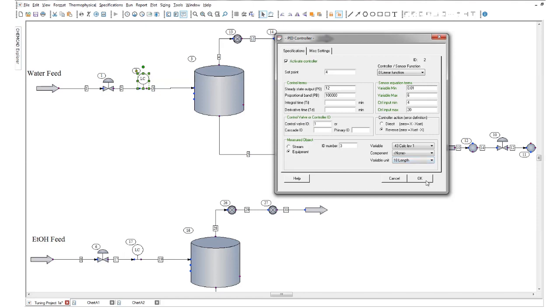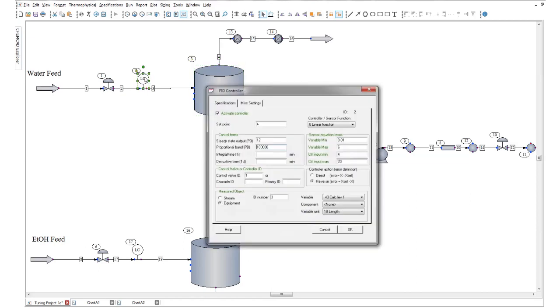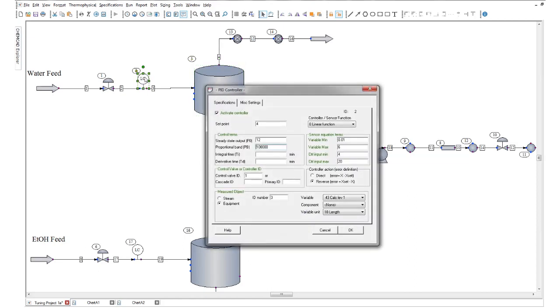And we would click OK. So this controller is going to open and close this valve depending on what that level is in this tank. And what we're going to do with the controller is try to find the ultimate period where we have stable oscillations. And we're going to do that by changing the proportional band.